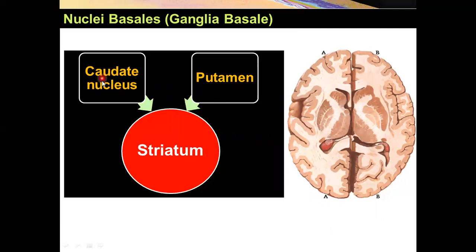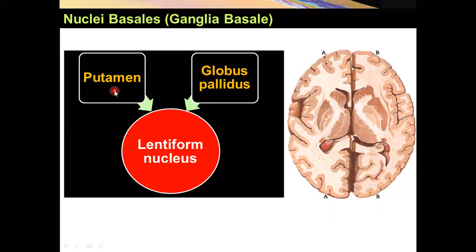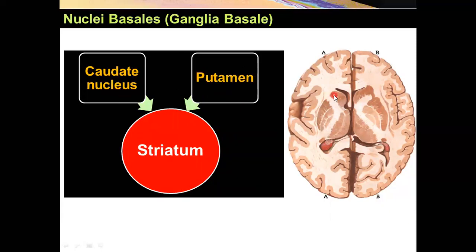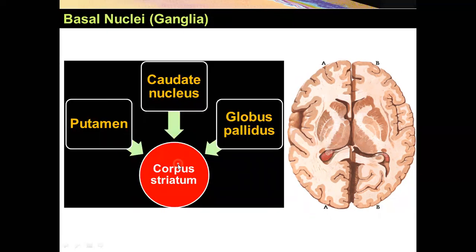And the caudate nucleus, this is the head of caudate nucleus here. It is its tail, and the caudate and putamen form the striatum. The striatum here. And all of these nuclei here, I mean the caudate nucleus, putamen, and the globus pallidus make up the corpus striatum.